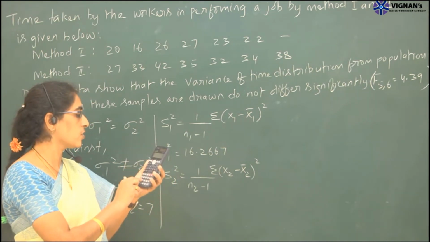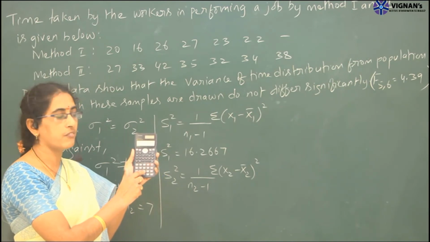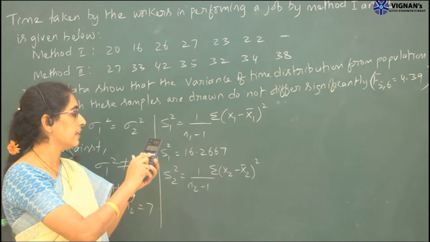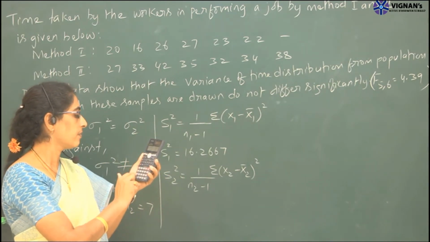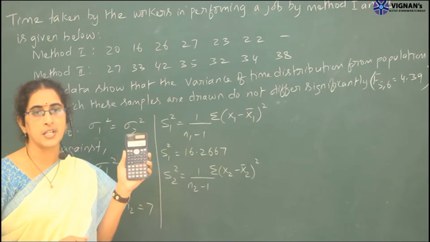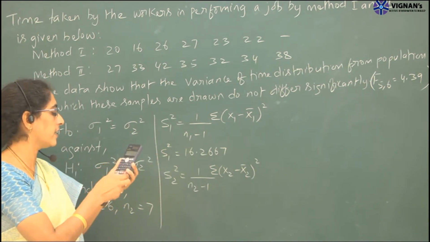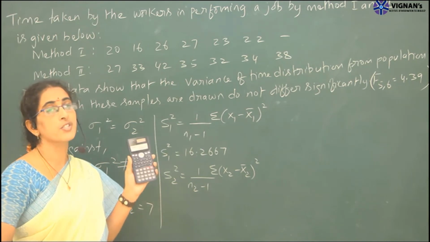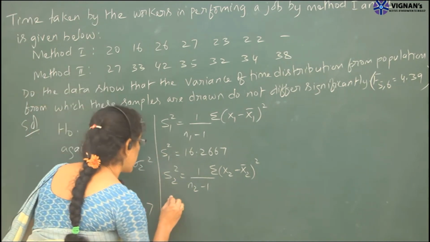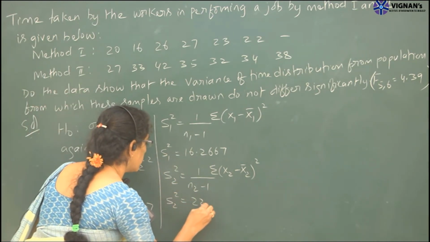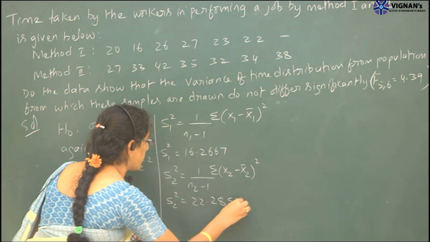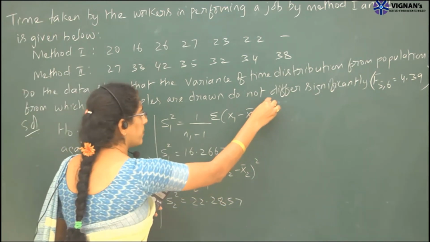Now press shift 2 and the third option for capital S. So it is 4.7208. Now we have to make a square of that, so it is 22.2857. So capital S2 square is 22.2857. Now the F statistic will be here.